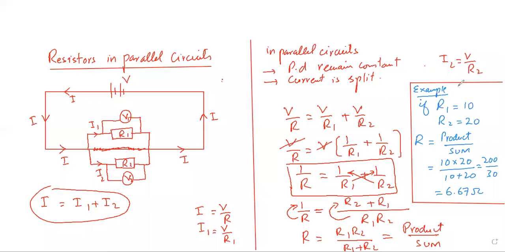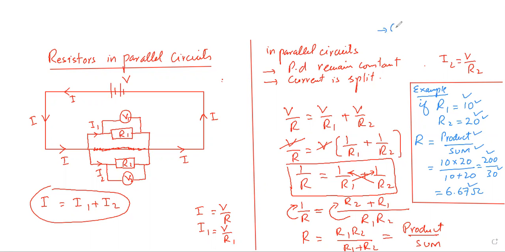So now we are discussing it with an example when R1 is 10 and R2 is 20. If we use product over sum again, it's 10 times 20 over 10 plus 20. So you see over here 200 over 30. So it becomes 6.67. Now you see over here, as we have done one relation in the series circuit, 6.67 is smaller than 10 and smaller than 20. So we can conclude from here that the combined resistance in parallel circuits is smaller than each individual resistor.